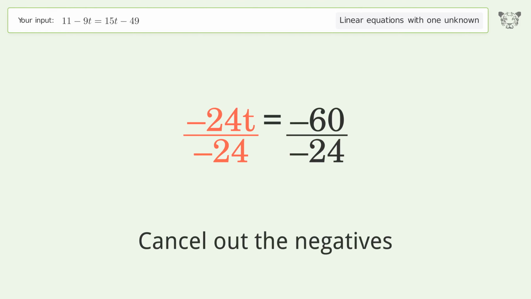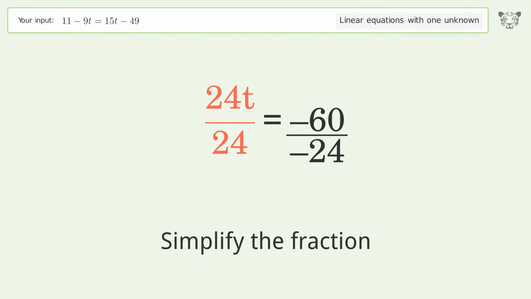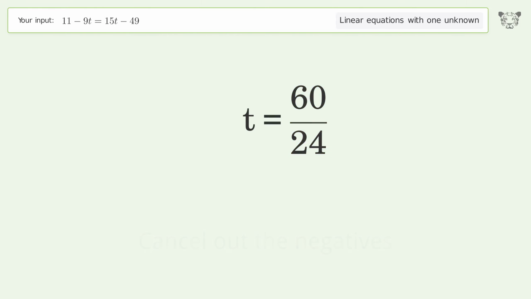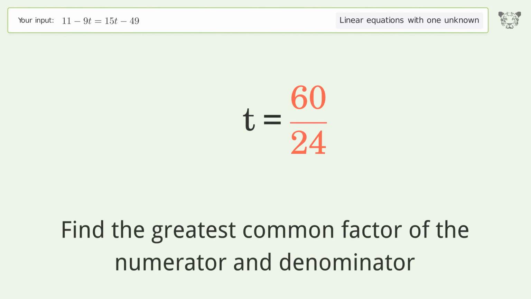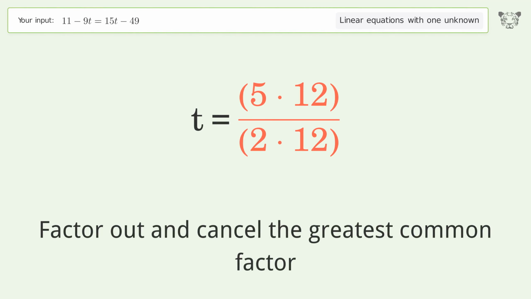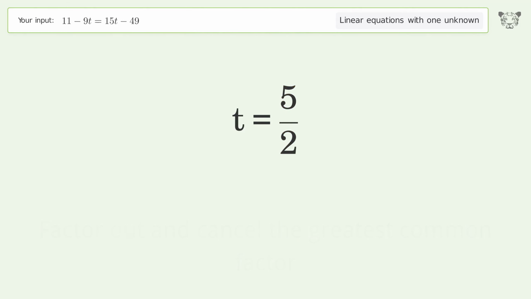Cancel out the negatives. Simplify the fraction. Cancel out the negatives. Find the greatest common factor of the numerator and denominator. Factor out and cancel the greatest common factor. And so the final result is t equals 5/2.